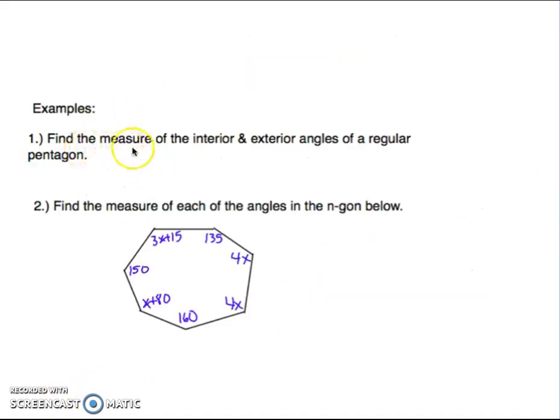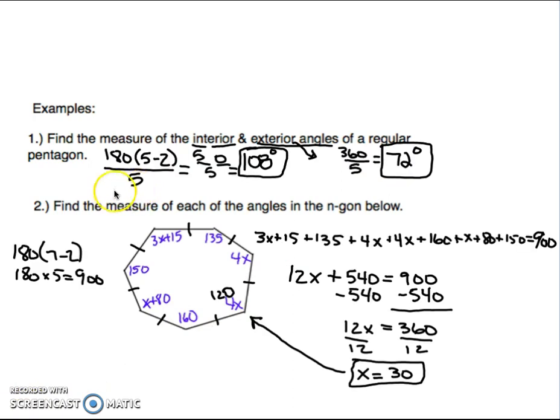All right, here's a couple more examples for you to test out on your own. First one, find the measure of the interior and exterior angles of a regular pentagon. So we need to find out how many sides a pentagon has. And then find the measure of each of the angles in the n-gon below. So we need to figure out how many sides it has, and then do those calculations. I'm going to pause the video now so you'll have time to figure that out. Try both examples. Here are my calculations for each one.